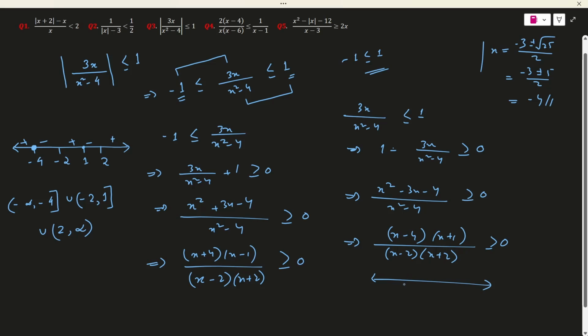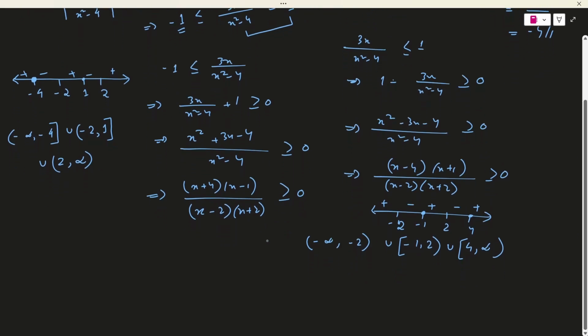Same, draw the number line, write down the roots: plus minus plus minus plus. We will have to include minus 1 and 4 as well, because we have equal to here, and I need positive ones. So minus infinity to minus 2, union minus 1 to 2, union 4 to infinity. All right, so now we'll combine these two ranges.